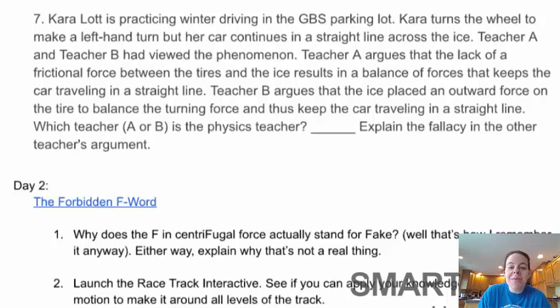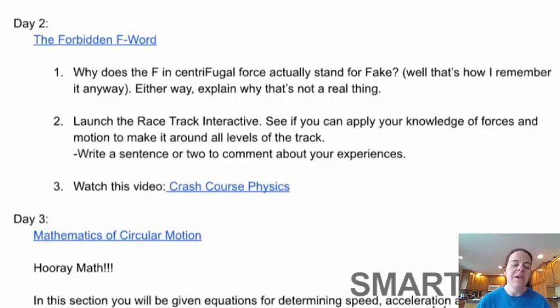Okay, she turns the wheel to make a left-hand turn, but her car continues in a straight line across the ice. Anytime you hear about something continuing straight, you should always think inertia immediately. So there are 2 teachers apparently in the car, and you have to say which one is the physics teacher, which one's correct, and that would be teacher A, because teacher A says that the lack of friction between the tires and the ice results in a balanced force, meaning there's no net force, so the car keeps moving in a straight line motion. Okay. Next up, you learned about the F word in physics, which is centrifugal force.